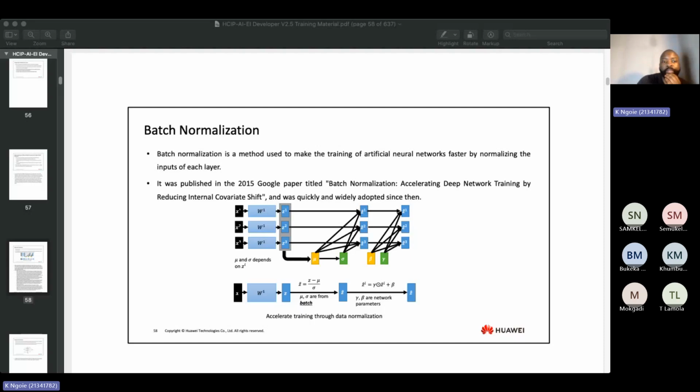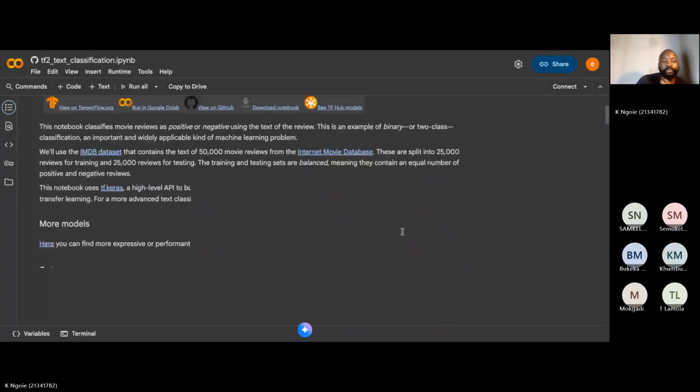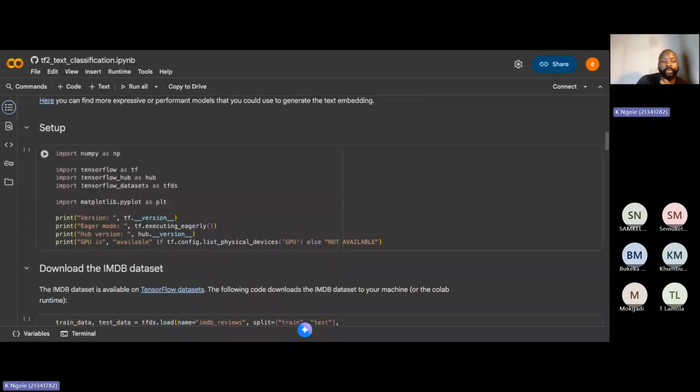Let me share this page so we see this is one of the examples of the models. This is for text classification. So basically, we're trying to read certain text. So this is the text classification model. Okay.